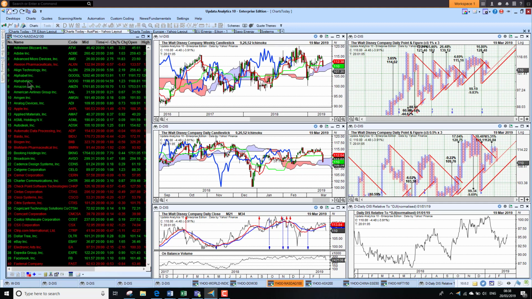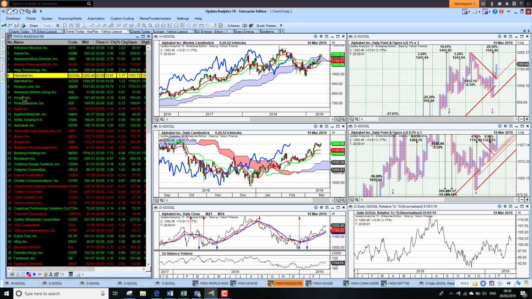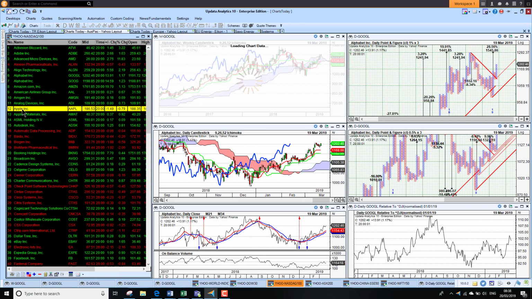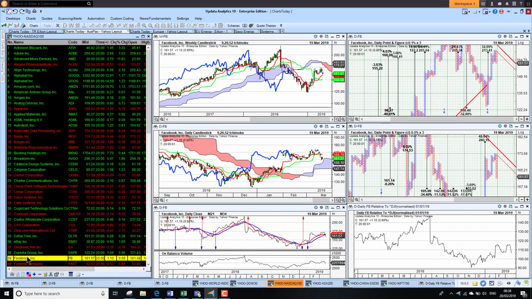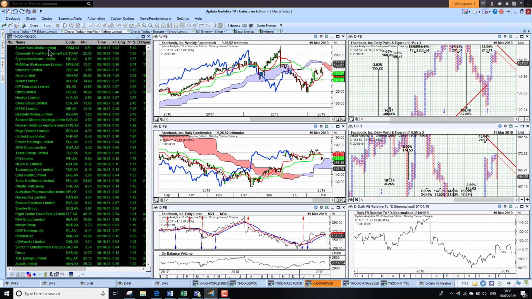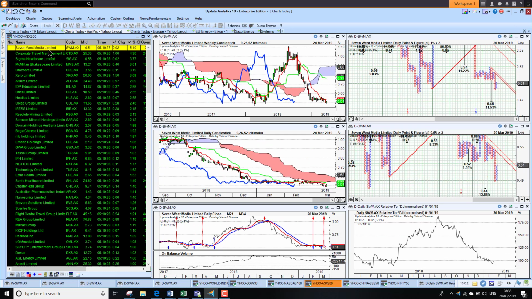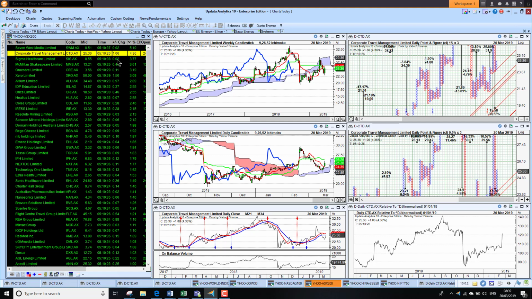Looking at the Nasdaq, we had Alphabet up over 1%. Apple were actually down by 0.8%, but still looking pretty good for a recovery. Facebook was up by 0.7%, so we're seeing across the board a fairly mixed picture. Looking to the Aussie market, we had Seven West Media up 5.10%. Corporate Travel Management, they actually recovered quite strongly as well.